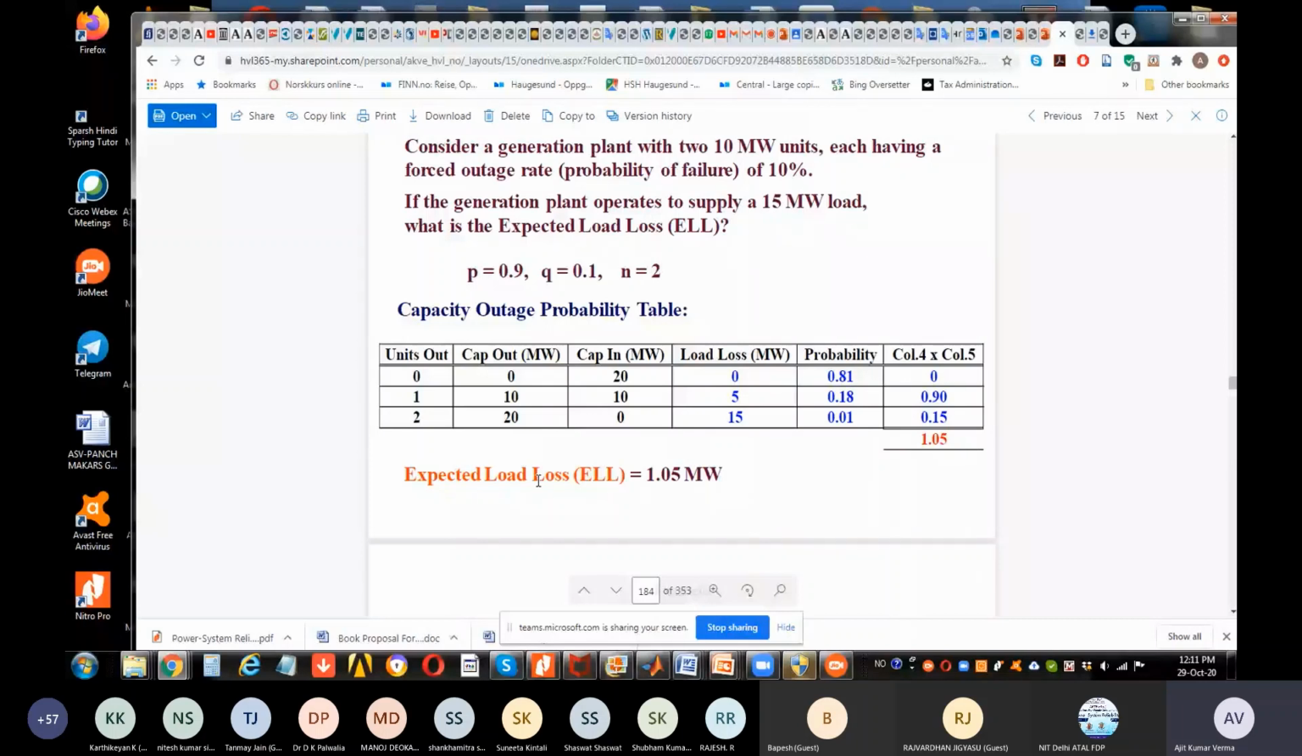Expected load loss, it's not the number of days. It's the load which is required. What is the load loss? So 1.05 megawatt.